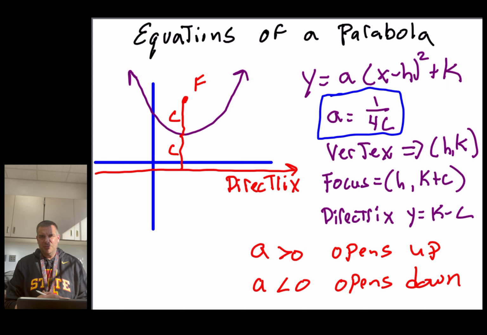Other things to keep in mind, remember that when a is greater than 0, it goes up, it's positive. If a is less than 0, it goes down. And we've talked about those things. So that's kind of the general form of a parabola if it goes up and down. And again, pause if you need to pause.